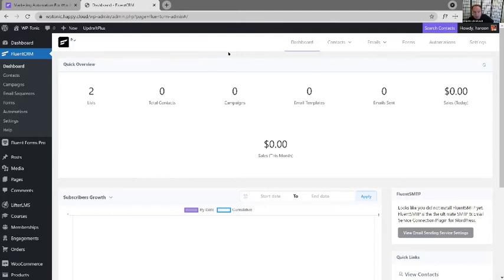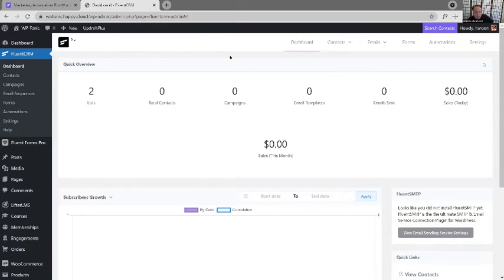Where we're talking about Fluent CRM, they've got a much bigger development team, though. Would I be correct about that? Yes, you are. And obviously they've got experience with other plugins, i.e. Fluent Forms, and some other plugins.